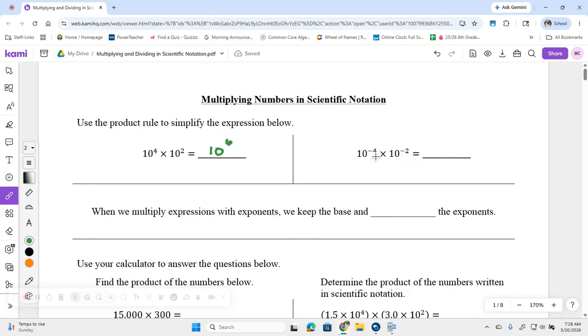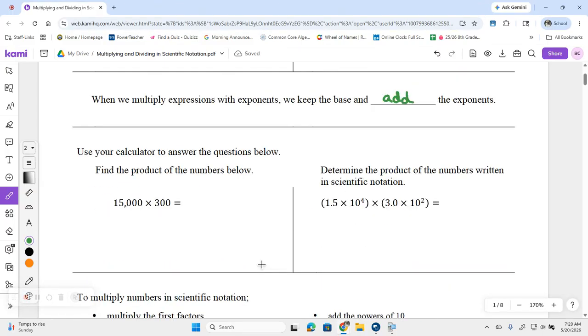Same rule applies with negative exponents. 10 to the negative fourth times 10 to the negative second would be 10 to the negative 6. So when multiplying expressions with exponents, we keep the base and we add the exponents. We're going to use that, but we're going to be multiplying in scientific notation.